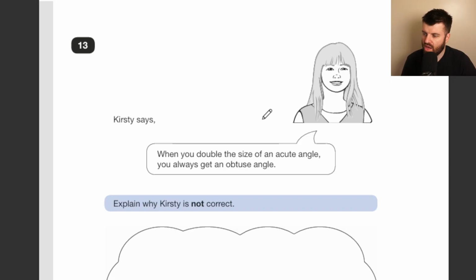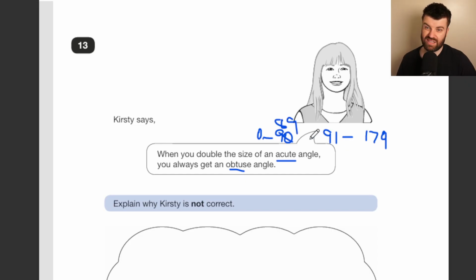Question 13. When you double the size of an acute angle, you always get an obtuse angle. This is testing, do you know what these vocab words mean, first and foremost? Acute angle is 0 degrees to 90 degrees, not including 90. Okay, 90 is a right angle, so 89.9999999. An obtuse angle is anything from 91, let's say then, up to 179. Okay, so let's just change this to 89 for argument's sake. Okay, because 90 is a right angle, doesn't count as obtuse or acute.